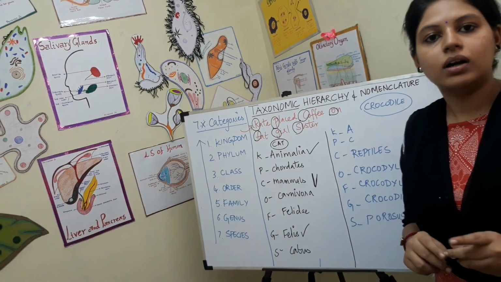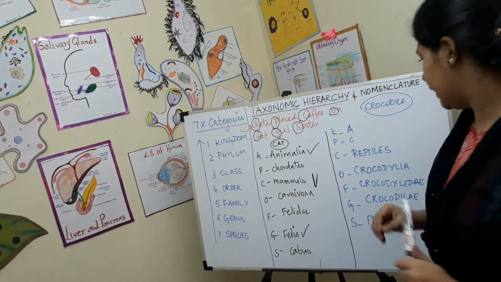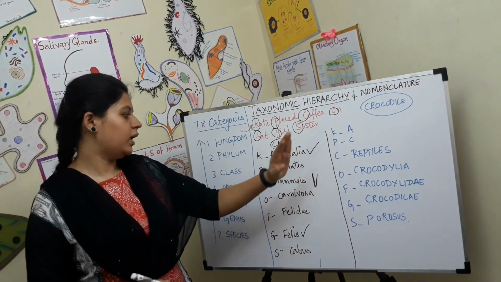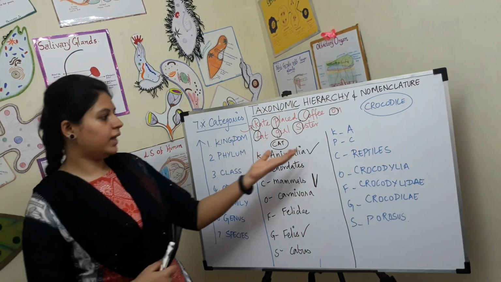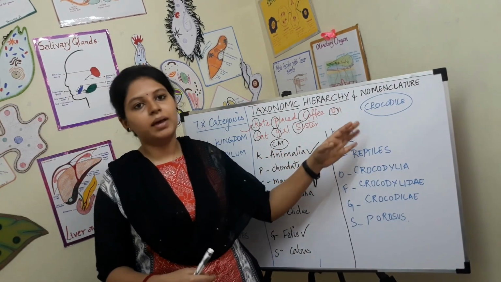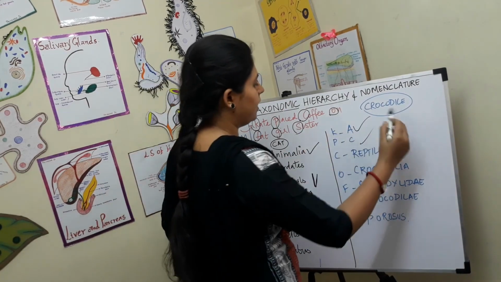Crocodile. So we'll talk about saltwater crocodile. First, they are placed in kingdom Animalia and the phylum Chordata. Crocodiles come under reptiles, right? They do have a backbone. So Animalia, Chordates, all this is a well-known feature.